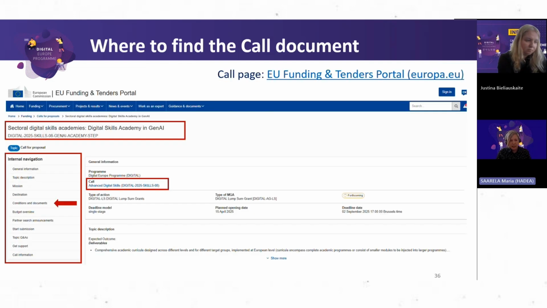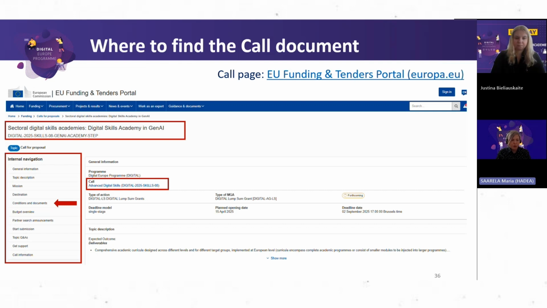Now, this is the landing page to a topic-specific section in the funding and tenders portal. You will see the topic title on the upper side, and then the most important part here is the internal navigation. There's a lot of information about the topic on the page. Everything is there, so the easiest way is to use the internal navigation to find your way.